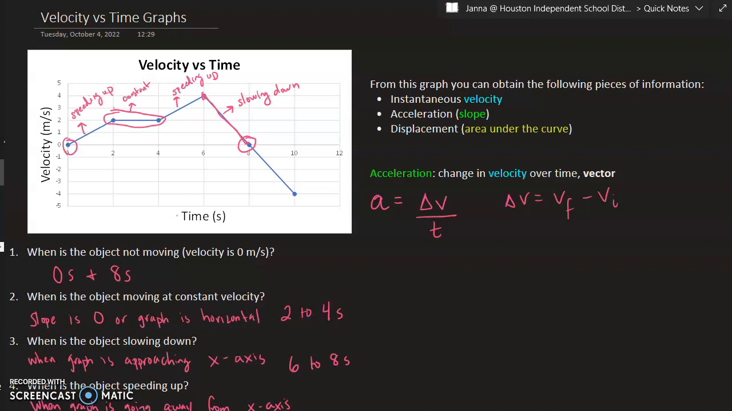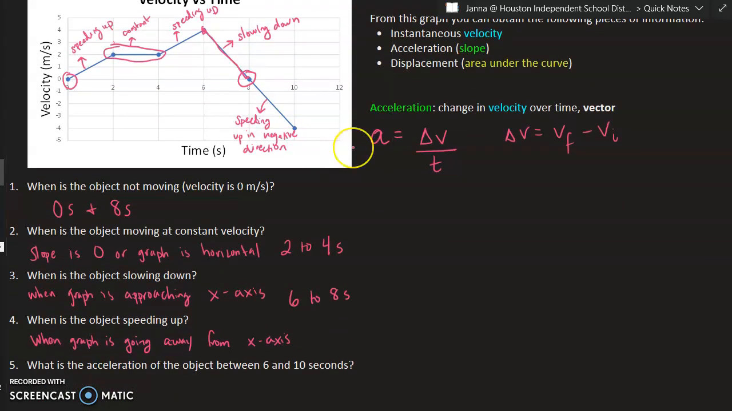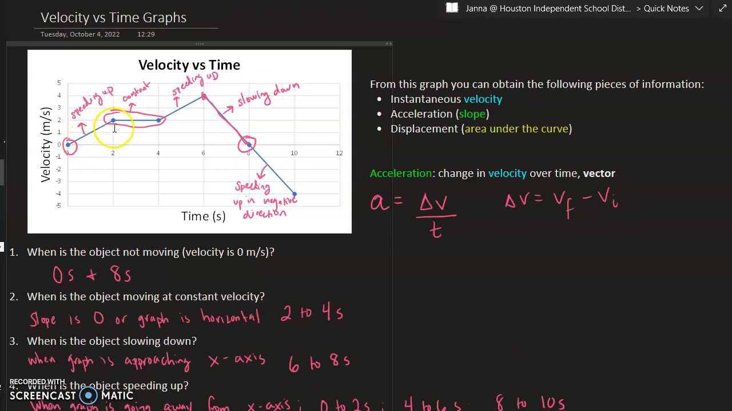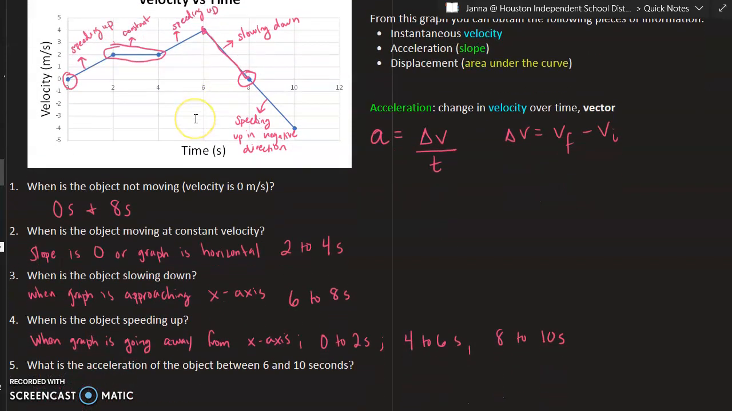At 8 seconds, the object starts to speed up again. It's leaving the x-axis, speeding up in the negative direction. So that's what that means. When the velocity is negative, that means that the object is traveling in the negative direction, and because the graph is leaving the x-axis, that is speeding up. So several places here: from 0 to 2 seconds, from 4 to 6 seconds, and from 8 to 10 seconds. These are points of time where the object is speeding up.